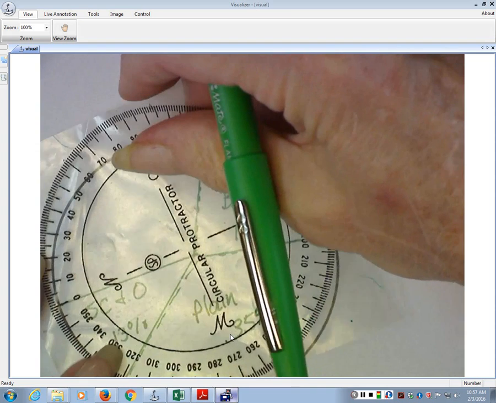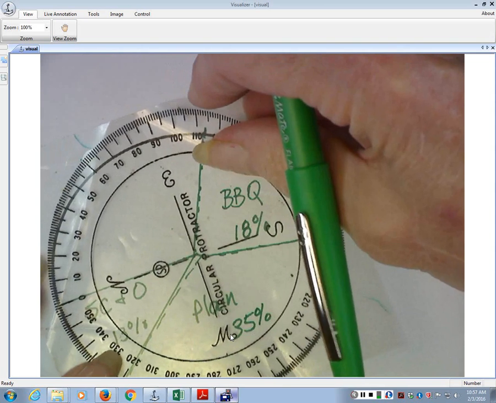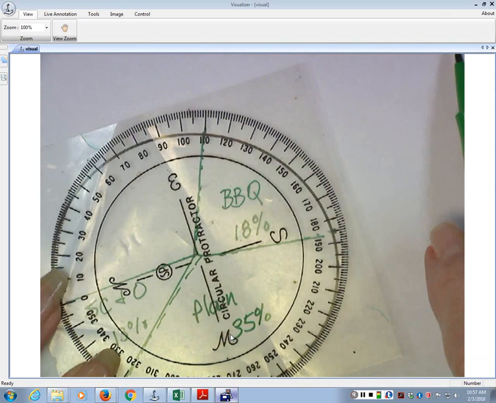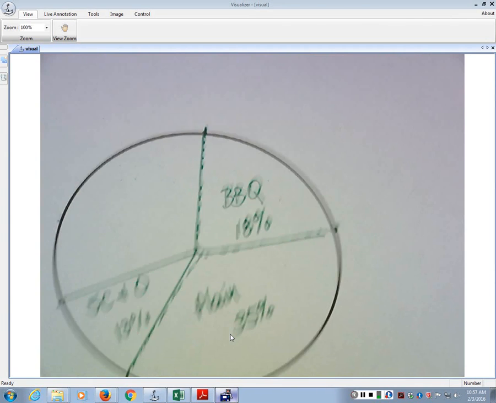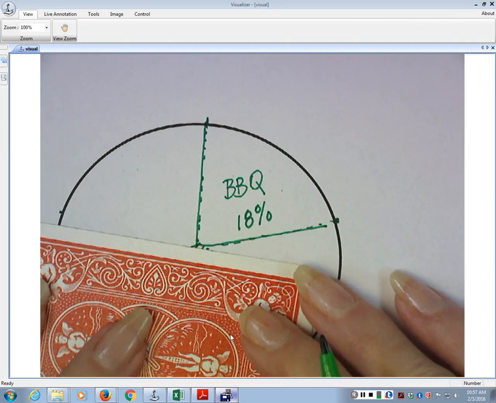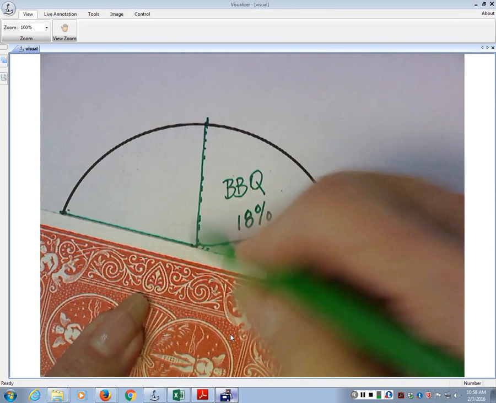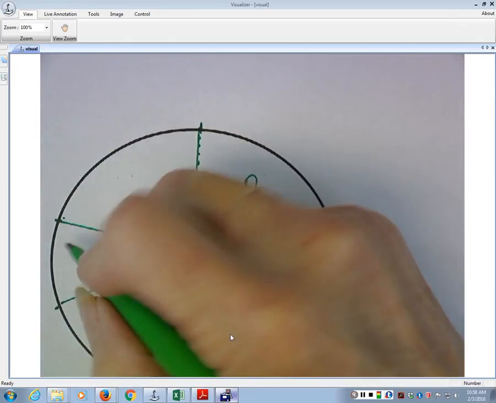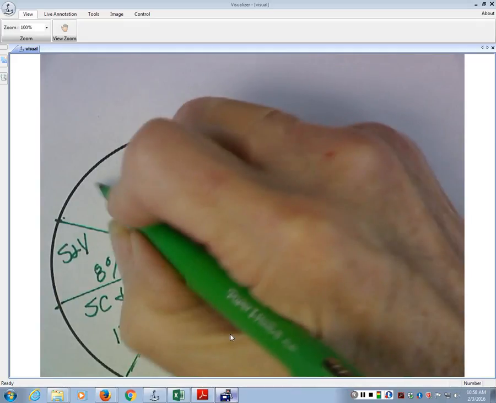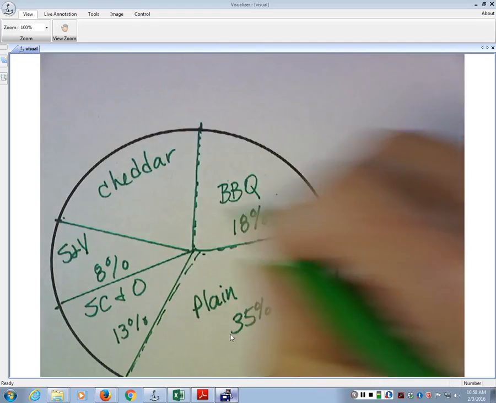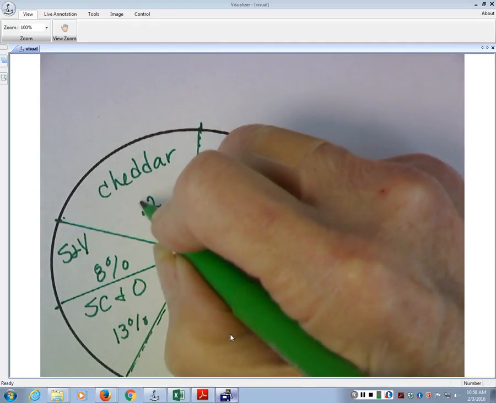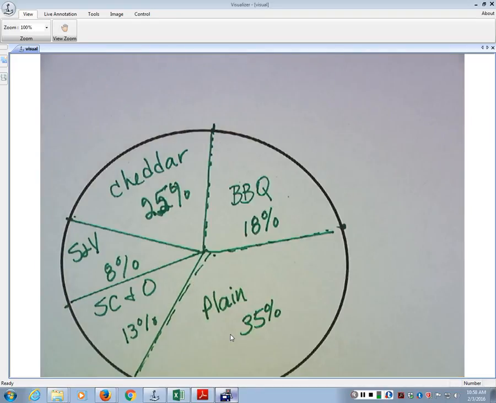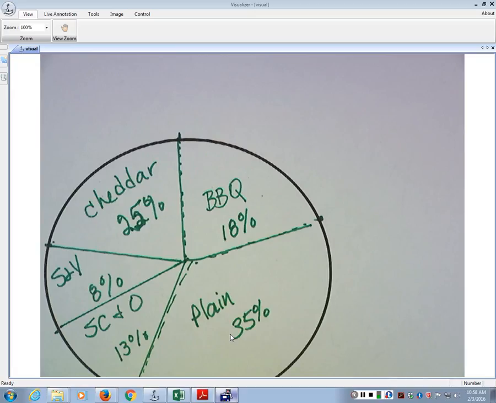So starting here at 0, I'm going to try to find 31 degrees, which is right about there. And that would be 8%. And that's salt and vinegar. And the remaining are cheddar, which is about 25%. And we spent more time doing a chart that Excel could have done for us in about 15 seconds, including the time it would take us to type in the data. Okay?